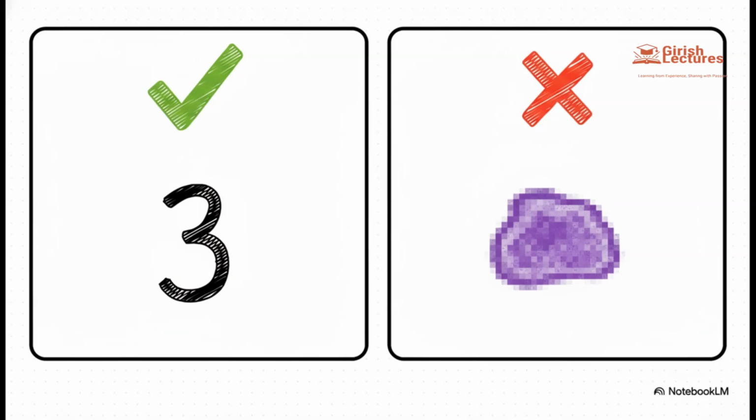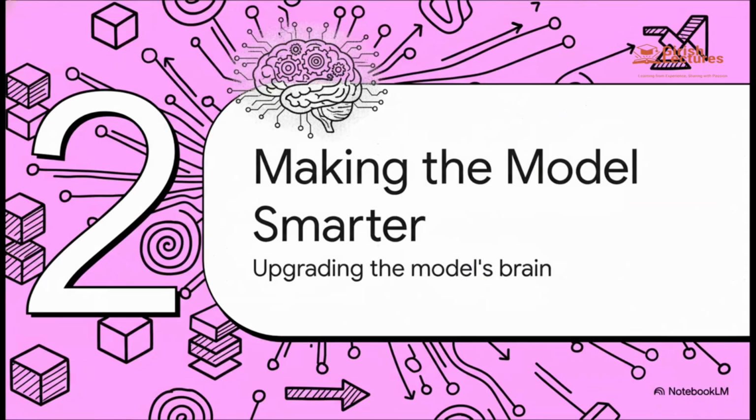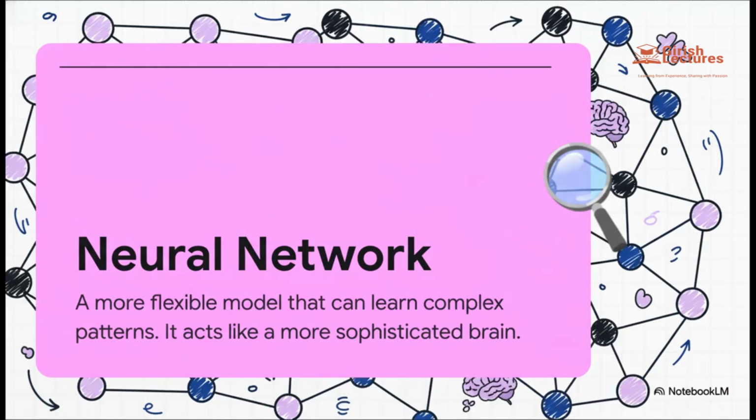It was pretty obvious that this simple model just wasn't powerful enough. It couldn't see the complex shapes in the numbers. It was kind of like trying to paint the Mona Lisa with a paint roller. Just not the right tool for the job. So clearly, the model needed a major upgrade. It needed a smarter brain to handle all that complexity. And that upgrade came in the form of a neural network.